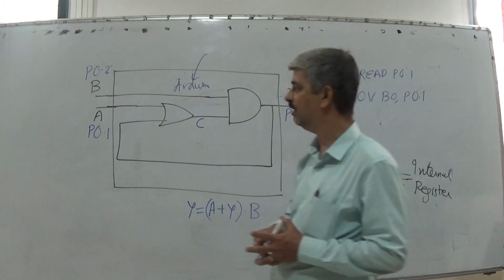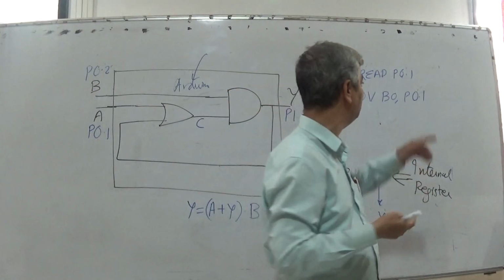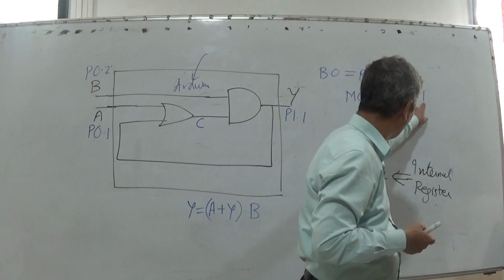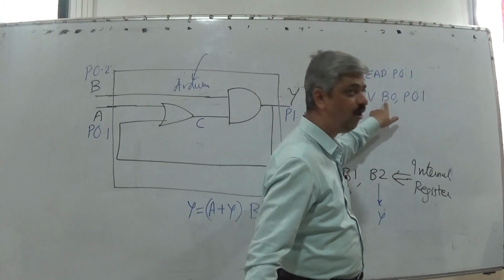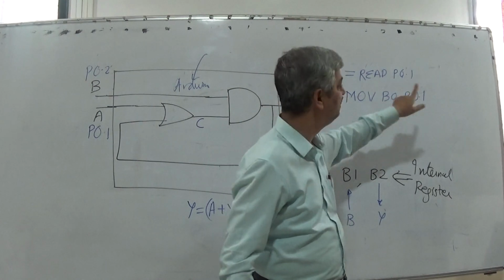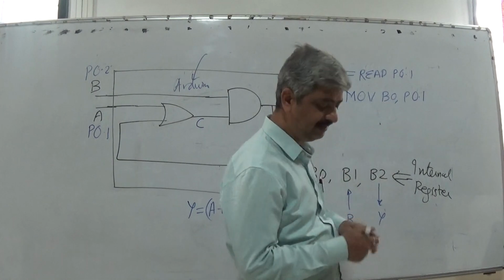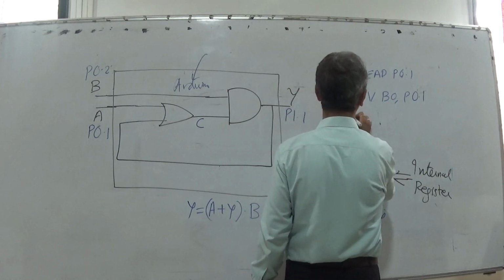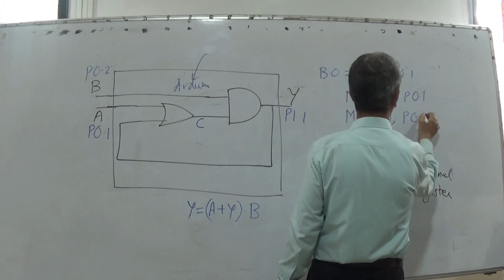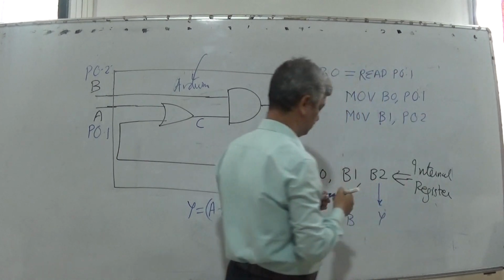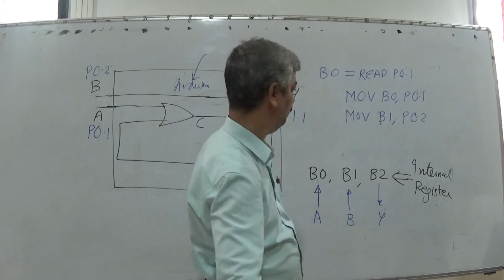What will happen when this instruction is executed? If pin number 1 of port 0 is logic 0, bit 0 of the internal register of the microcontroller will become 0. If this pin is logic 1, this bit will become logic 1. Then next is move bit 1 comma P0.2. So with these two instructions, the status of two pins will come inside the microcontroller.